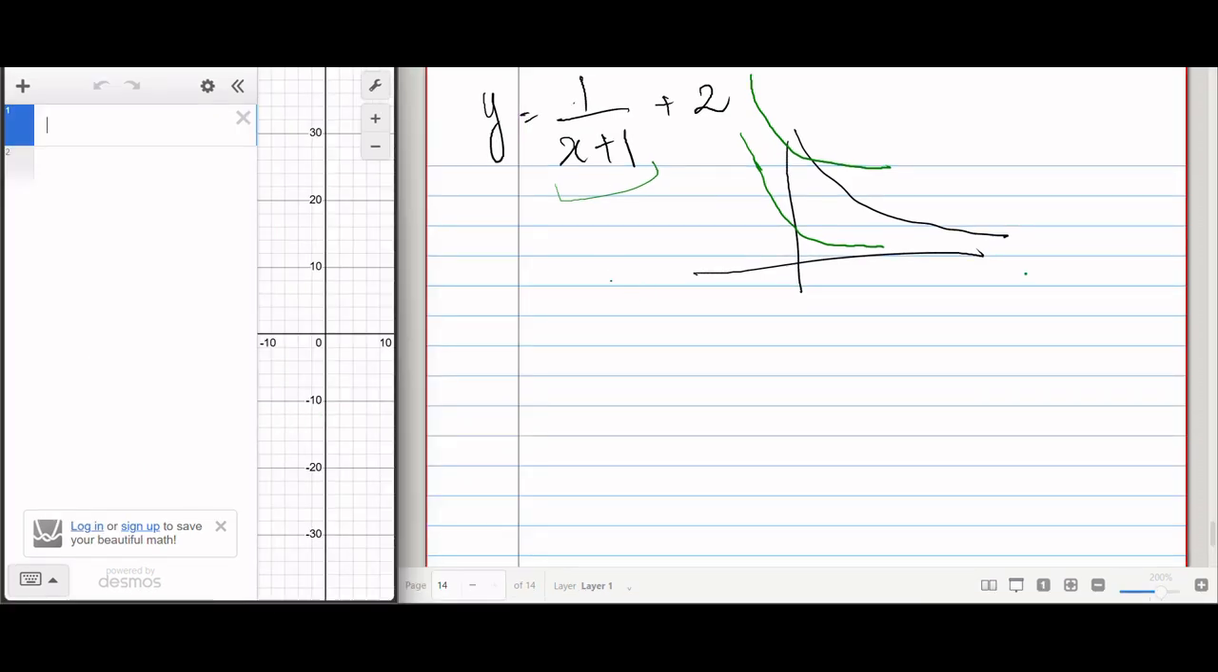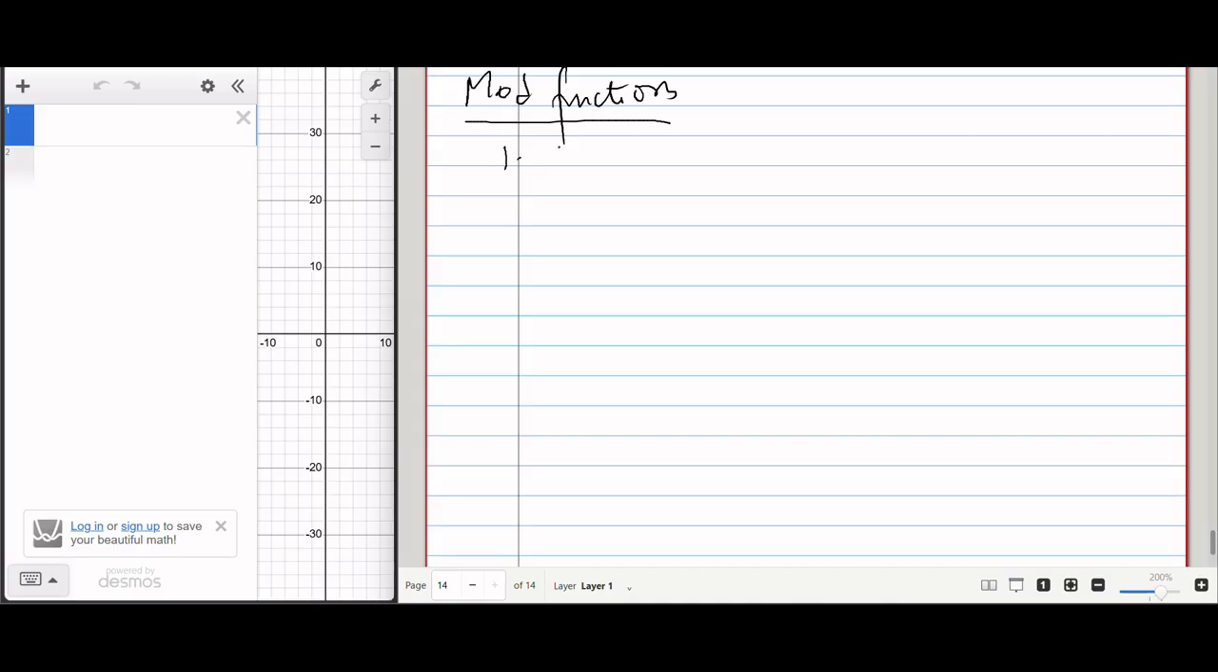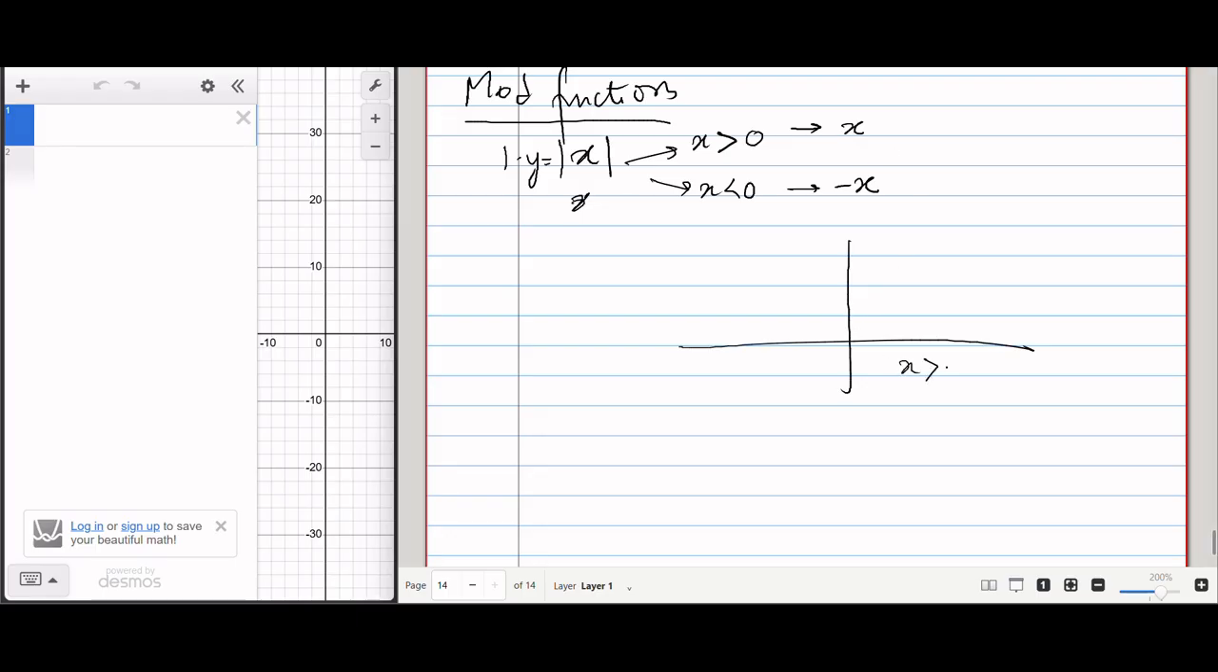Another small important concept is that of mod functions. The property of the mod function is that the function is always positive, which means if y equals mod x, then at x greater than 0 the function would be x, and at x less than 0 the function would be minus x. So if you plot it, on the right hand side for x greater than 0, it's y equals x, and on the left this is y equals minus x. So y equals x is a straight line which has y-intercept 0 and slope of 1, and here y equals minus x, the slope is minus 1 and y-intercept is still 0, so it would be like this.